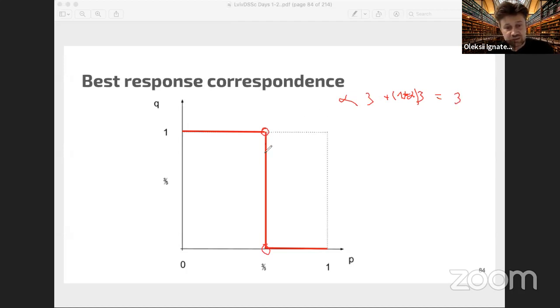So this is this line, and this is why I use the term correspondence, because it's not actually a function. A function is a mapping where you have only one value for each argument, but this is not a function. It's a multi-valued function. Sometimes you have a whole set of points as a possible value of this function.